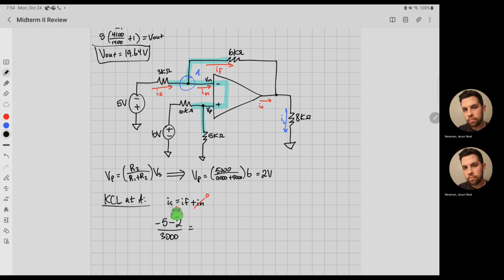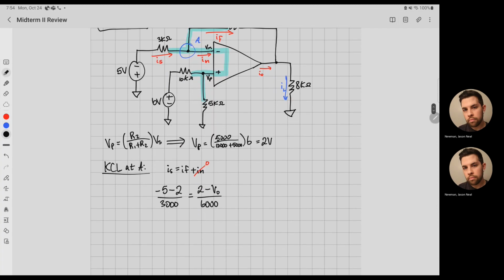And I'm just saying this is IS equal to IF, right? I'm just drawing out what IS is. Now I'm drawing out what IF is. IF is, where's that? Right here. So we have this voltage that we know subtracted from this voltage that we don't know, and over this resistor. So let's say 2 minus V out over 6K.